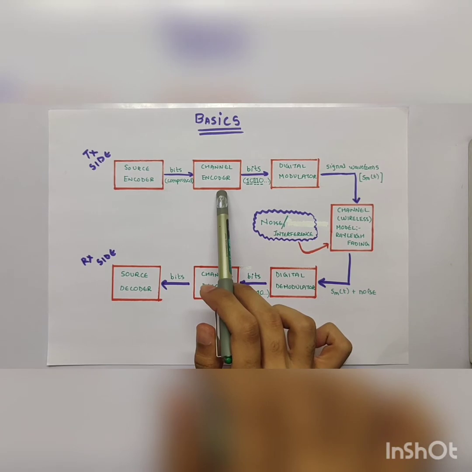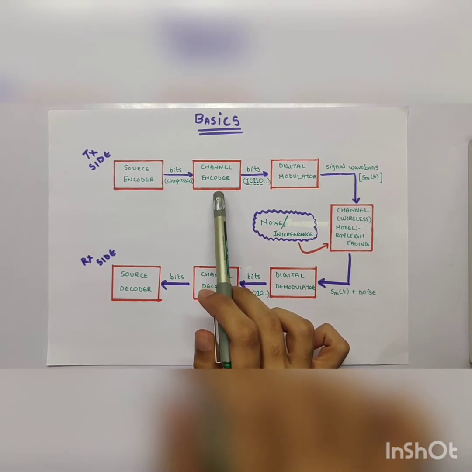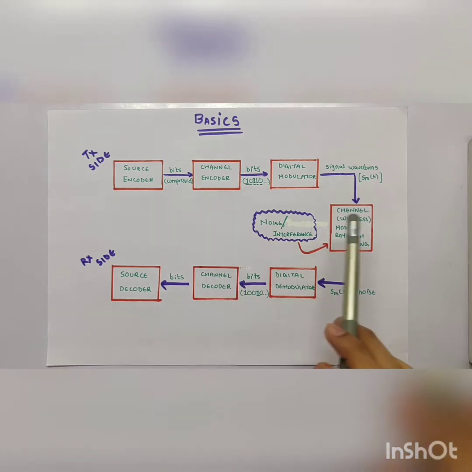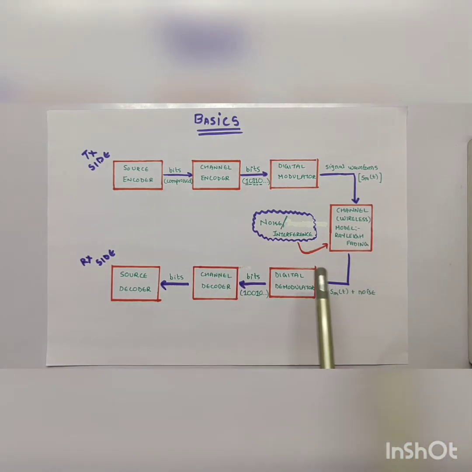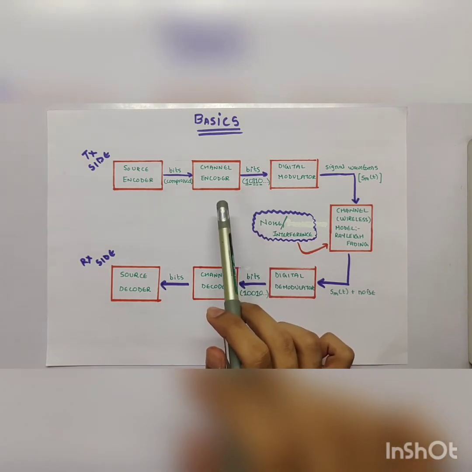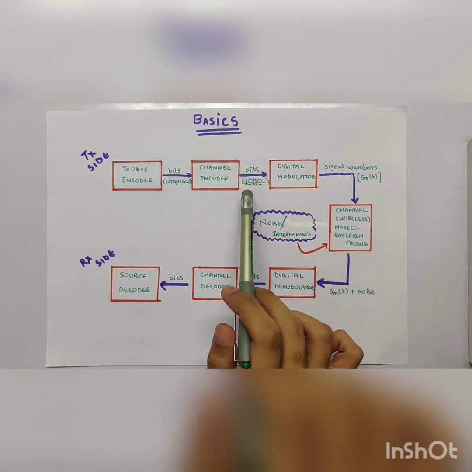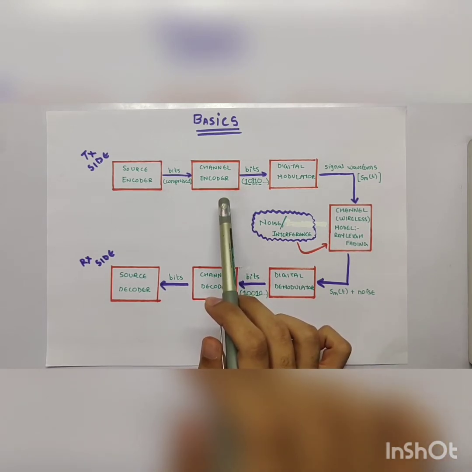Then comes our channel encoder, which does the coding for error correction. During the transmission of the signal through the channel, noise is added to the signal. So the signal may get altered, and hence to avoid this, the channel encoder adds some redundant bits to the transmitted data. These bits basically work as error correcting bits.